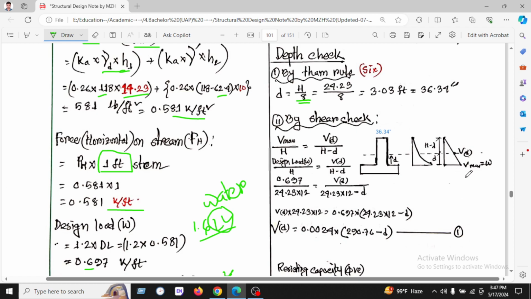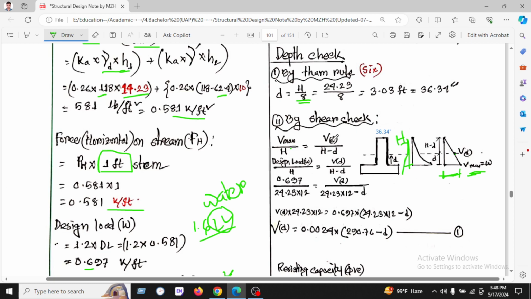Here is the diagram for shear. So the shear diagram will be triangular here. We know that this is V max, and the whole depth is h. This is the d, and the upper portion will be h minus d, and the shear at the point of d is Vd. So V max divided by h, where h is the total height, and V max is the maximum force.